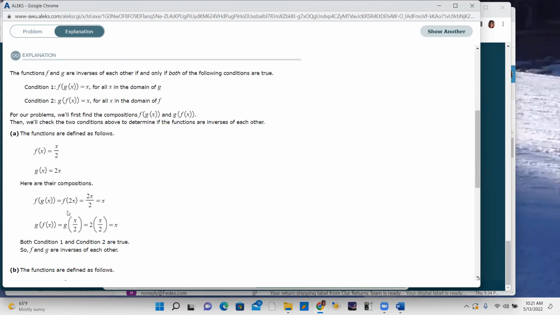Okay, so here's the first one. Put g into x. The terms cancel, and you're left with x. And then here you put f into g. So you put that into the input. Terms cancel again, and you're left with x. So those two functions are inverses.